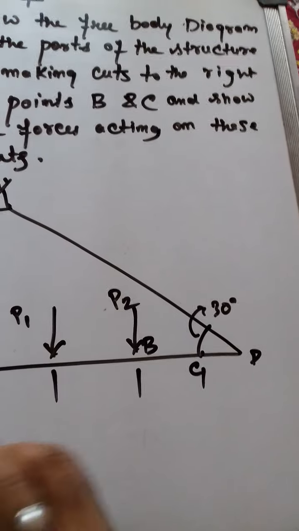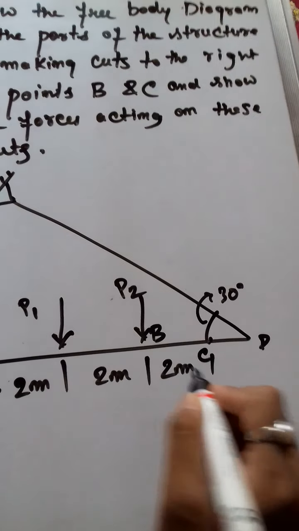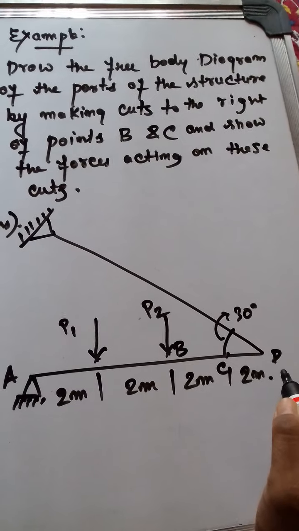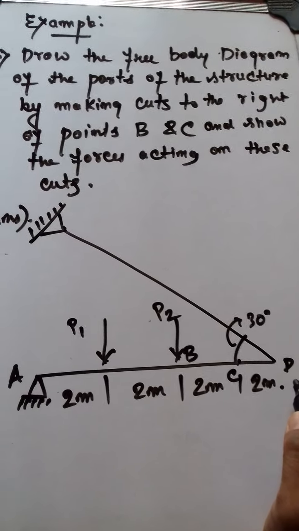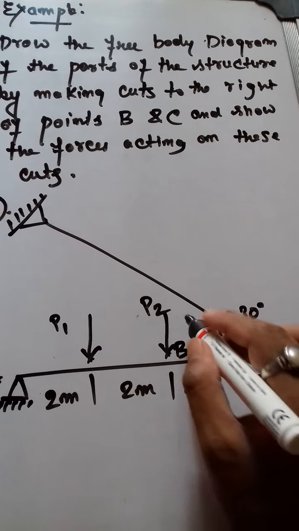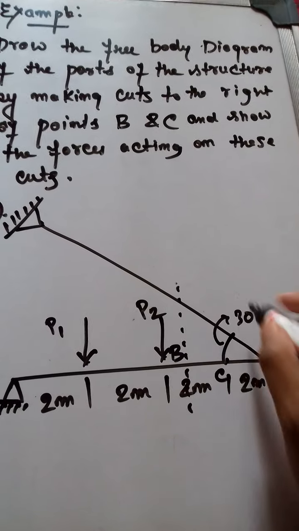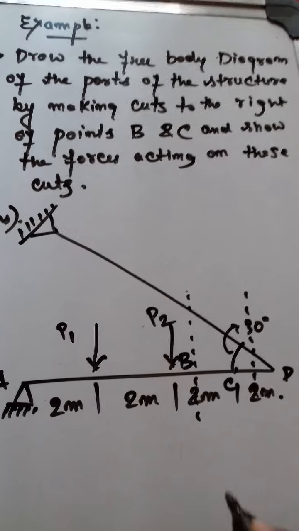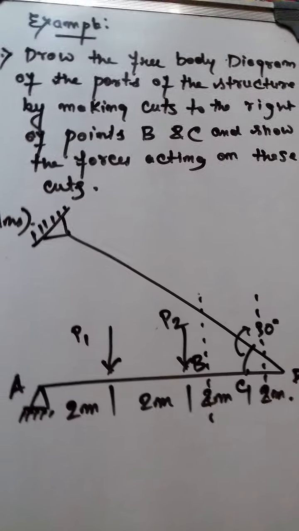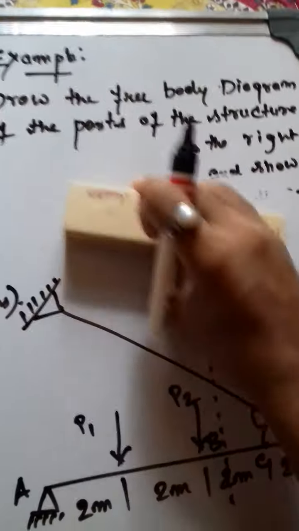Okay, now it is given, this is the distance. So for this diagram you have to make the cuts to the right of point B, so that is one just after B and one more cut just after C, and you have to draw the free body diagram. Clear? Okay, so it is very simple actually. You would let this figure remain here.